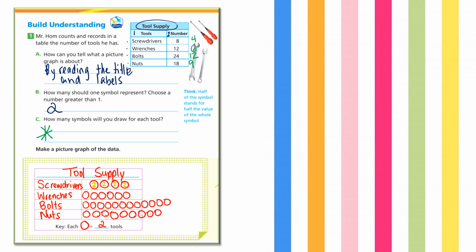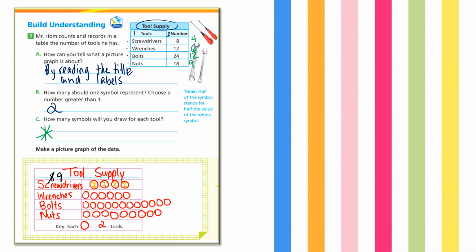increased the number of screwdrivers. And instead of having 8 screwdrivers, I said there were 9 screwdrivers. What could I do to that picture graph to accurately portray that there's 9 screwdrivers? Well, if I draw a whole circle, I'm going to have 10, 2, 4, 6, 8, 10. So I don't want a whole circle.